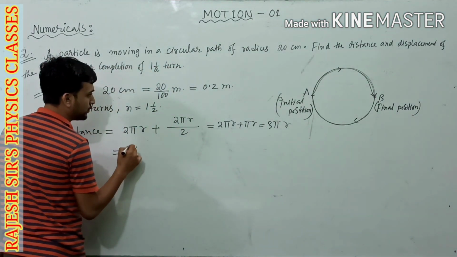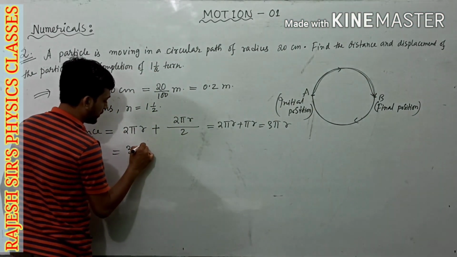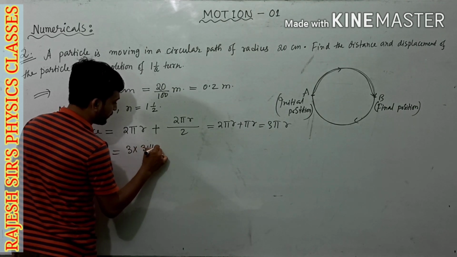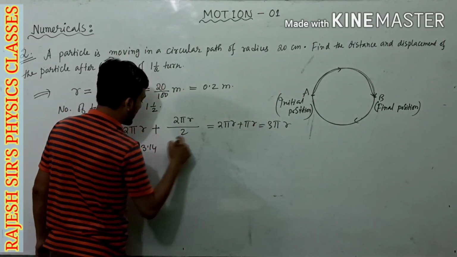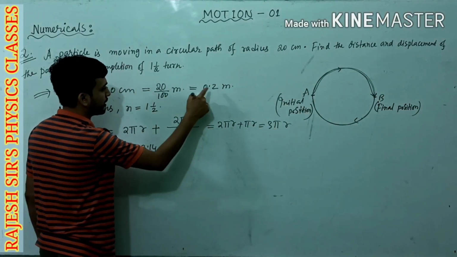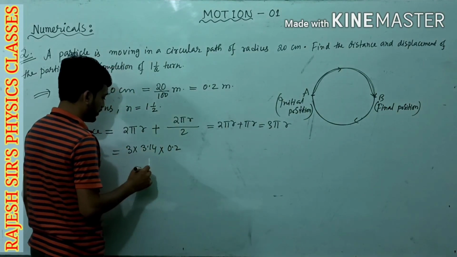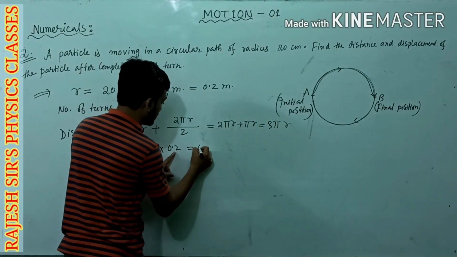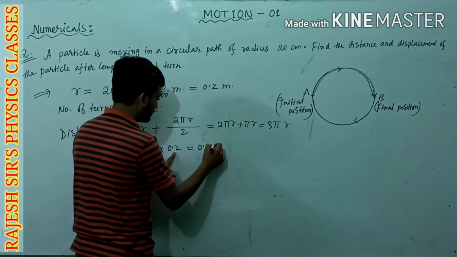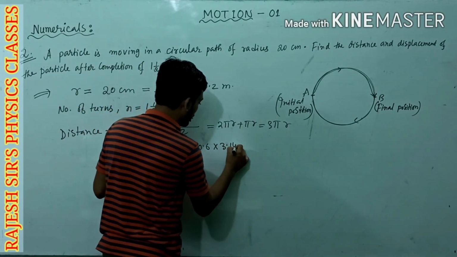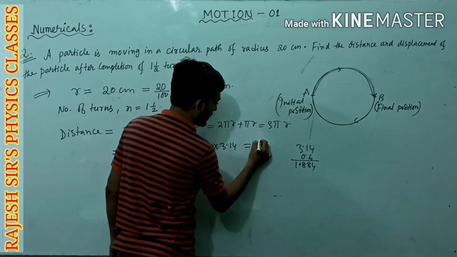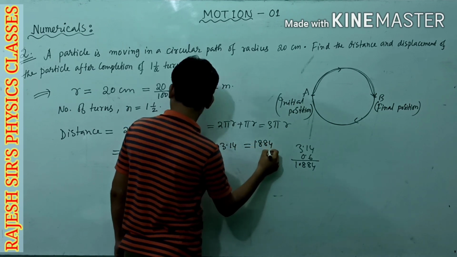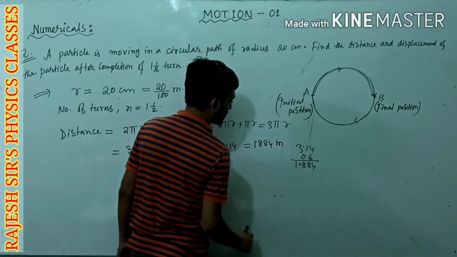So 3 into 3.14, the value of pi is 3.14, and what is r? 0.2. So after calculation, what we will get? 3 multiplied by 0.2, it is 0.6 multiplied by 3.14 is equal to 1.884, this much meter. Okay.